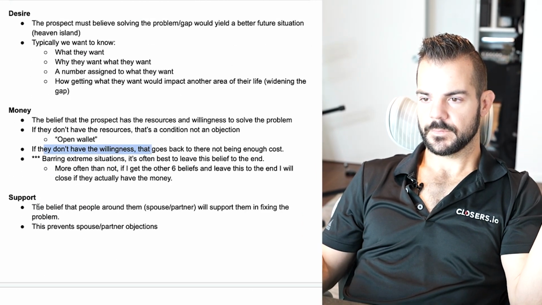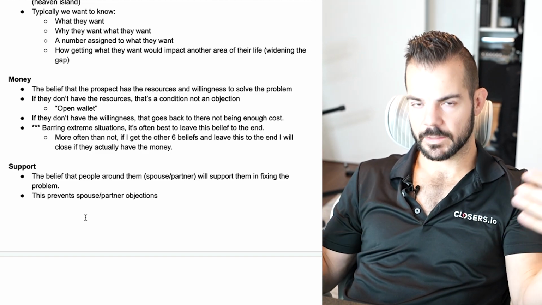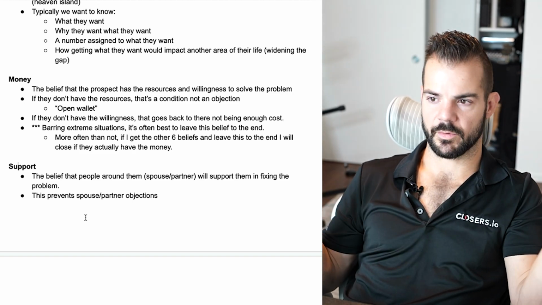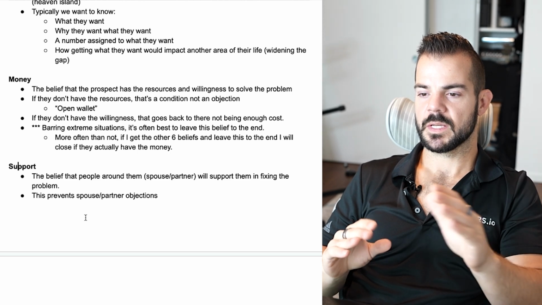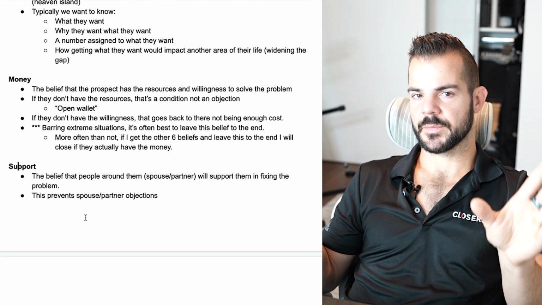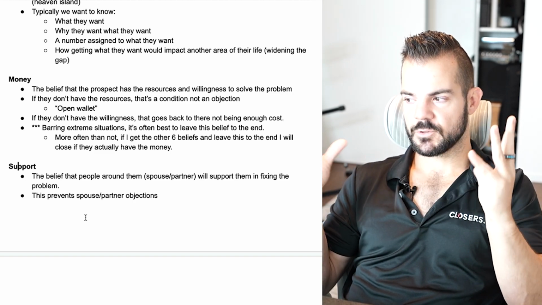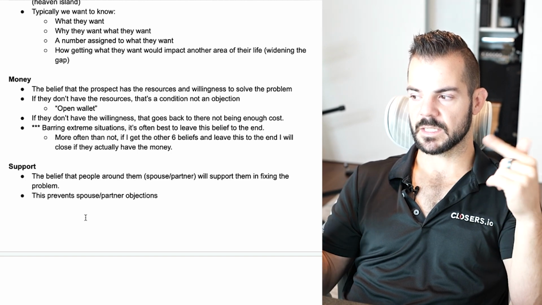So, support. This is the belief that people around them, close to them, generally spouse and partner, but it could be team, board, CFO, project manager, will support them in fixing the problem, right? Generally what we talk about most times is spouse or some form of business partners. So they have to have people around them who support them in fixing the problem, right?